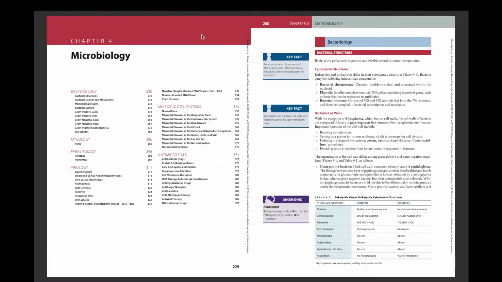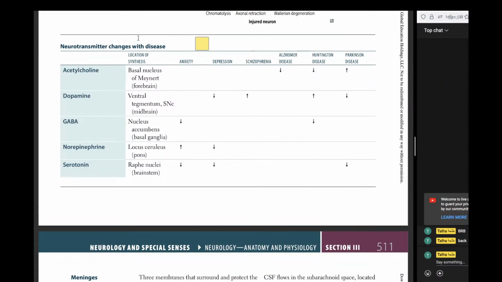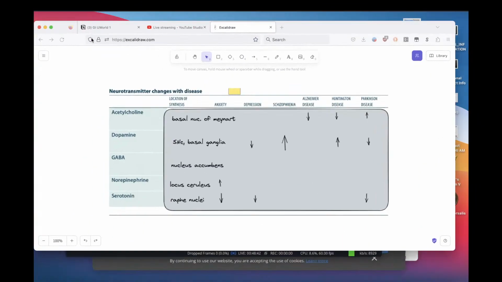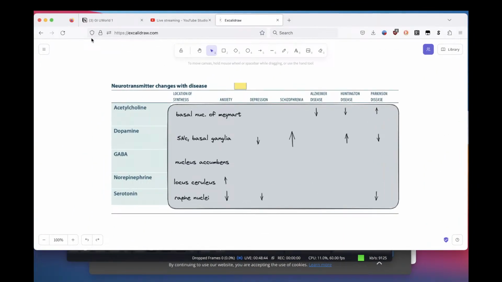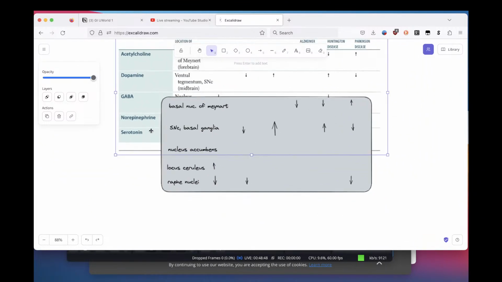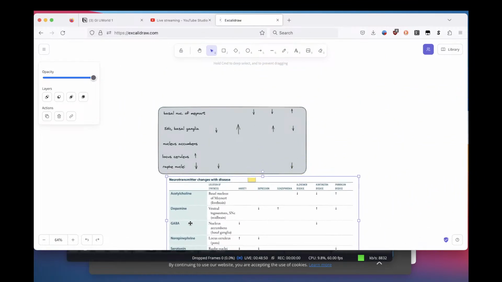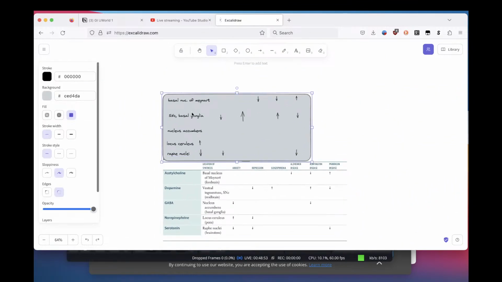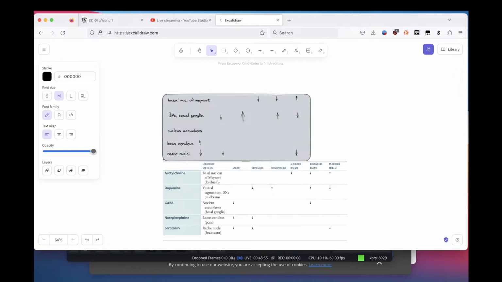And then let me look at this again. Alzheimer's only has acetylcholine. I just want to make sure these are the same. Oh, dopamine is the ventral tegmentum. I have to add that. So let's see. Acetylcholine is down for Alzheimer's, down for Huntington, and up for Parkinson.